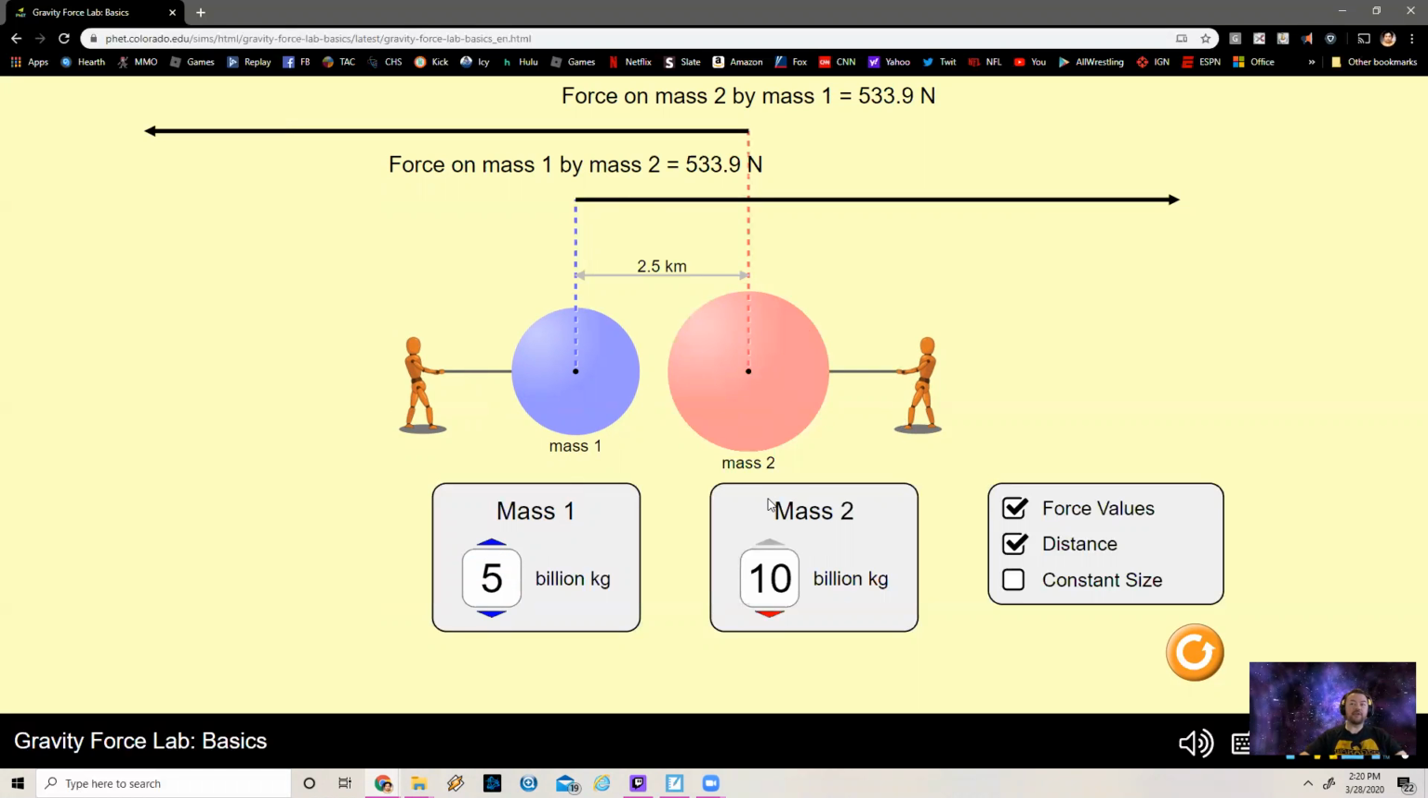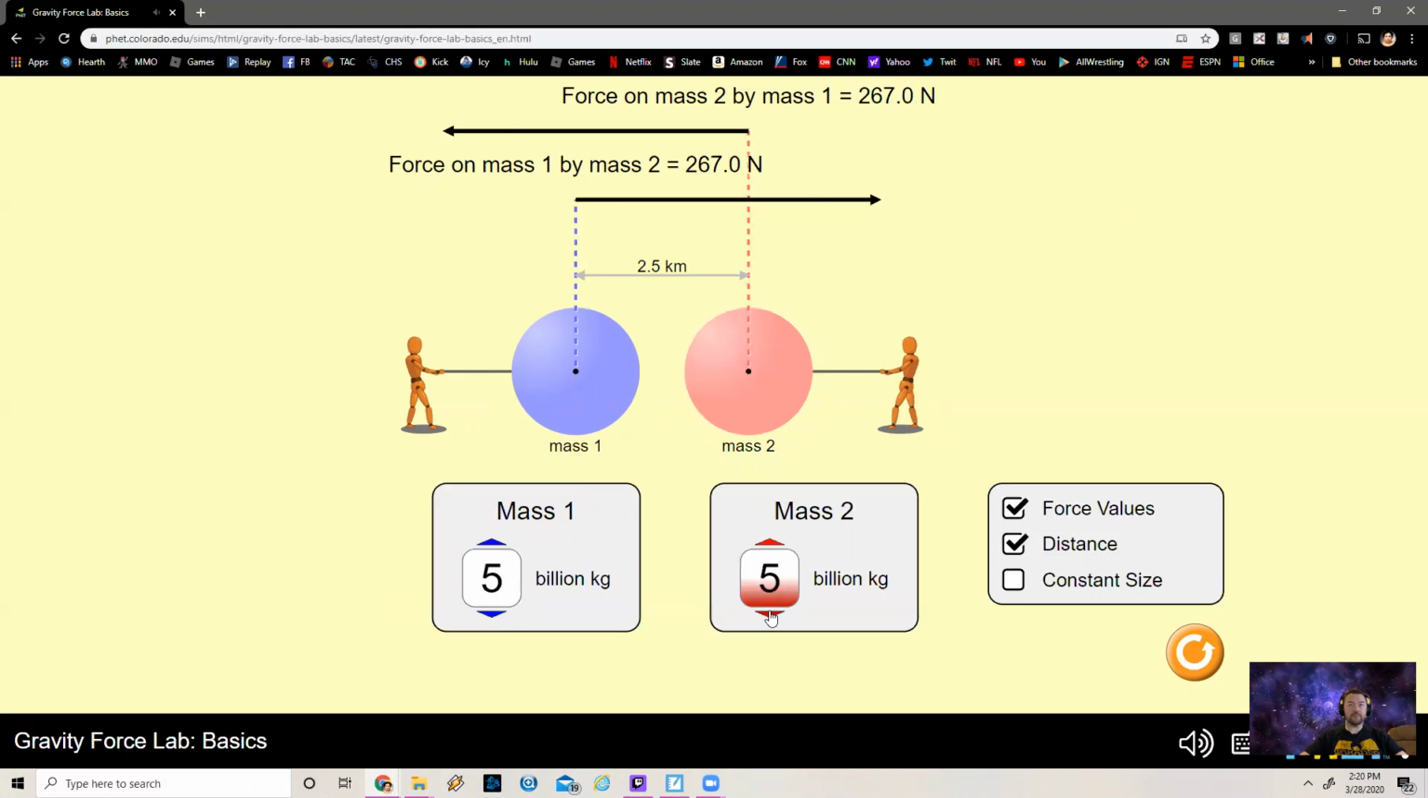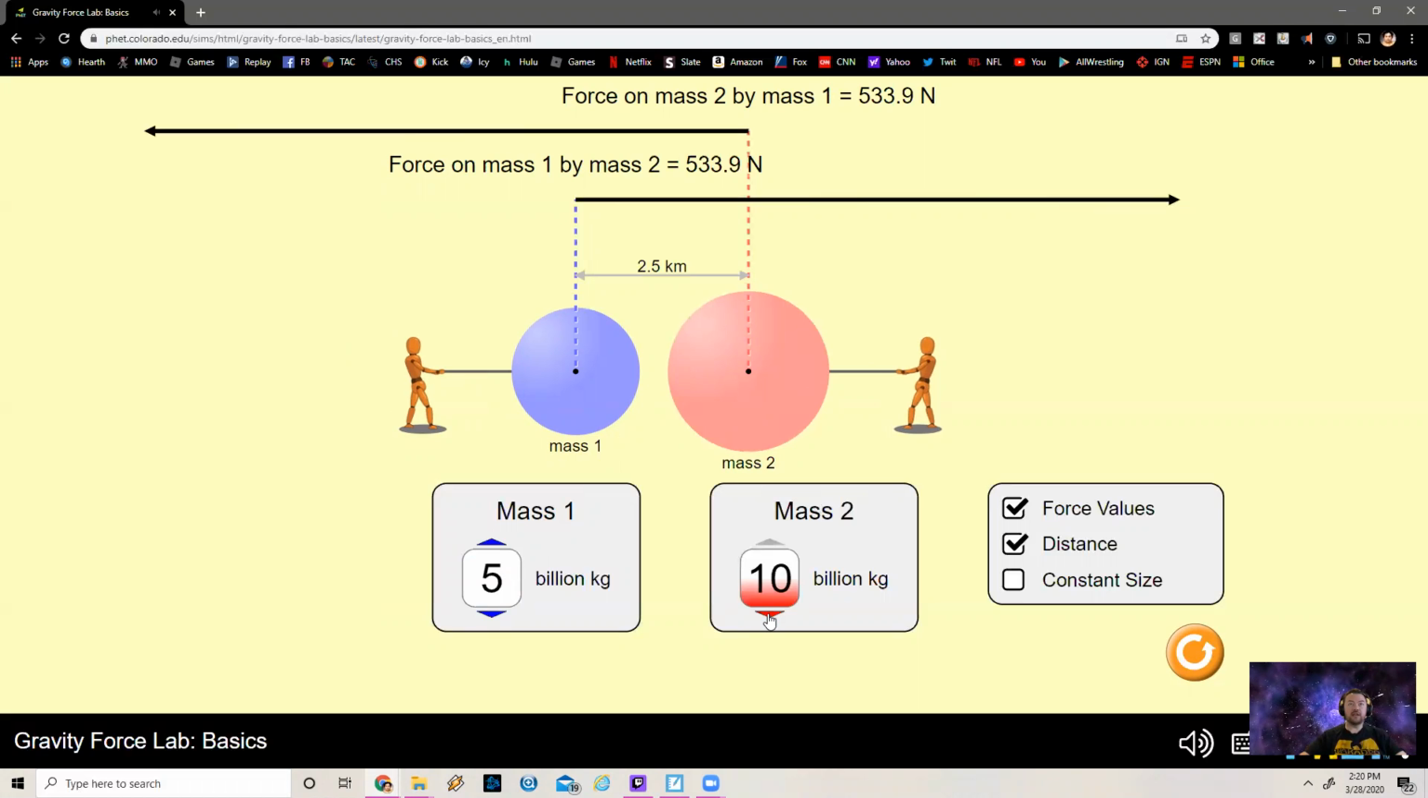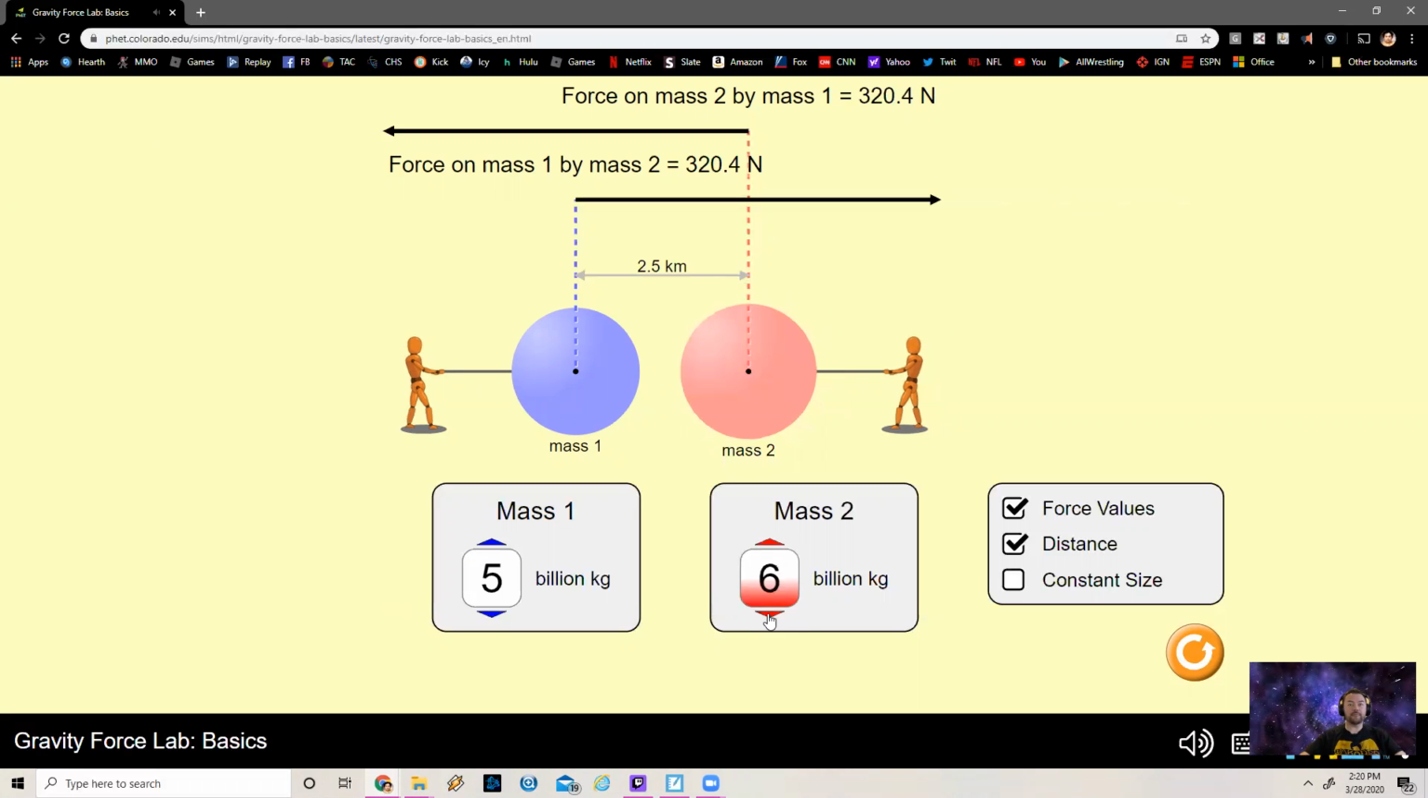Well, what do you think is going to happen then if I reduce the mass of mass 2? Obviously, the force between them is going to decrease. Oop, a little too far. And it's now 267 newtons. So let's kick that back up to 10. We're at 533. By how much does the force get reduced because we reduced the mass by half? Well, we reduce the force between them by half as well. So that's what happens when you reduce the mass of objects. If you keep them at the same distance, the force between them decreases.